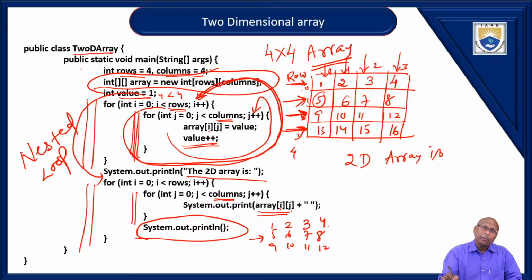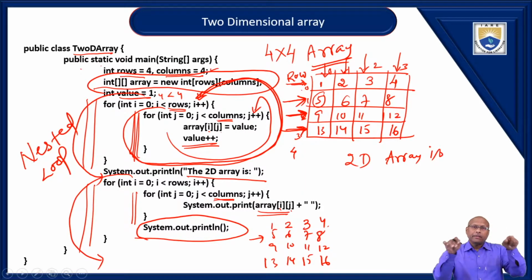Because it has to repeat how many times? 4 times. Then 13, 14, 15, 16. So it repeats 4 times. After repeating 4 times, this loop will be over. That means the entire 2-dimensional array is printed.